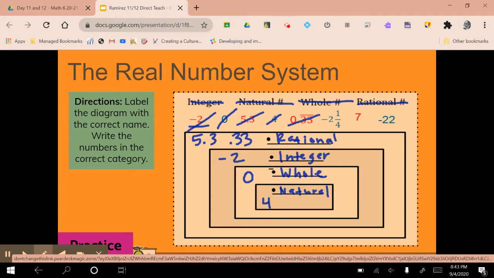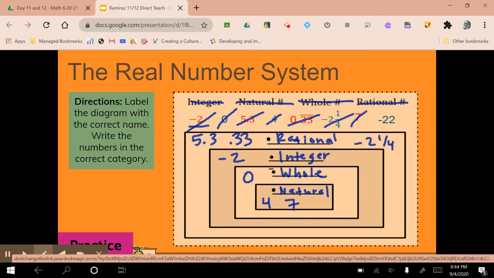-2 and 1/4. -2 is an integer, but this is -2 and 1/4. So it turns into a decimal, or even as a fraction, it is a rational number. So we're going to put it in the rational number box. 7, that's a positive whole number, and it's a counting number. We can count to it. It's natural, so it's going to go in the natural box.